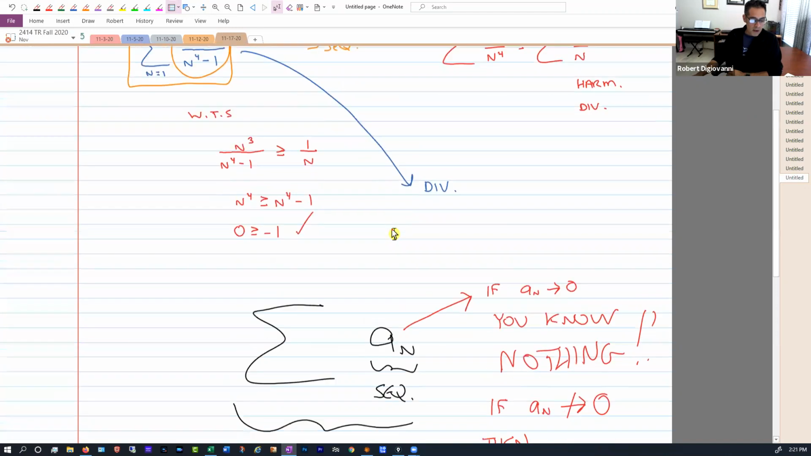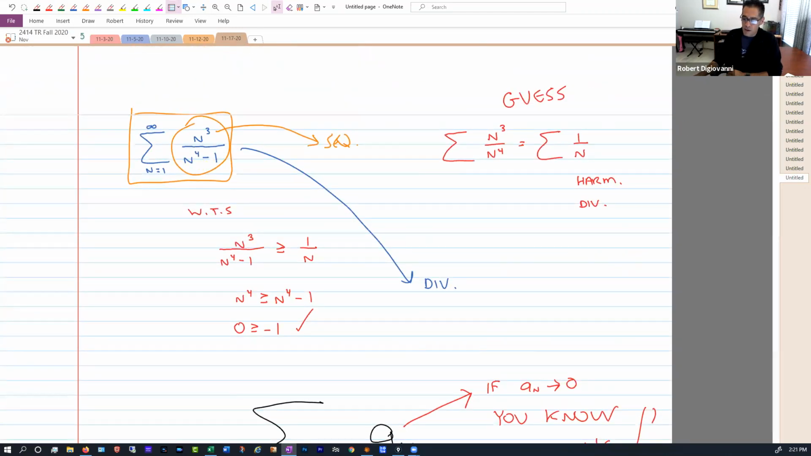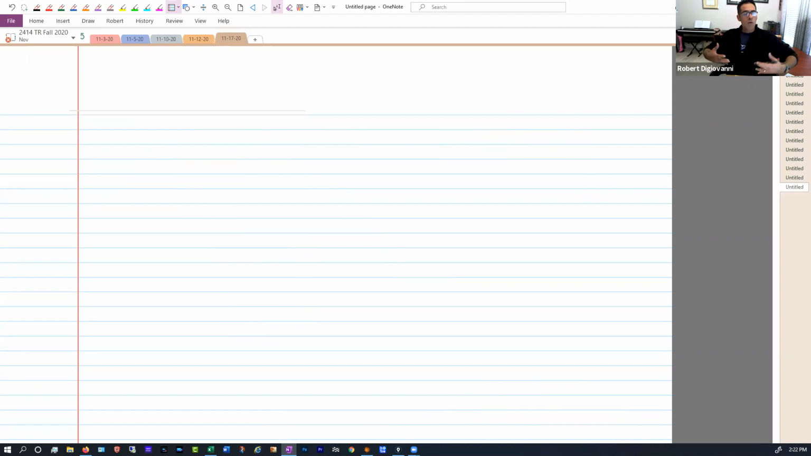All right, so this problem that I just did right here, I'm going to change one thing on it, and I want you to see how that creates some chaos. Okay, n cubed over n to the fourth plus 1. I only changed one thing, didn't I? I did +1 instead of -1.